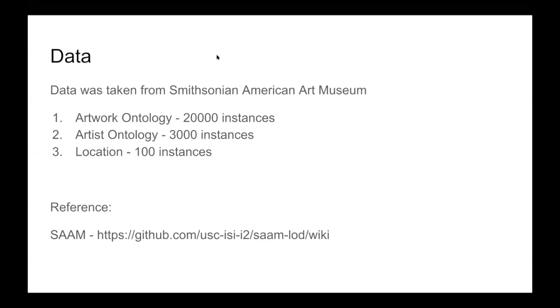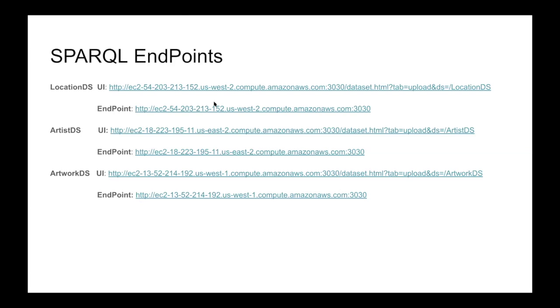Based on the data, we created 20,000 instances of artwork, 3,000 instances of artists, and 100 instances of location. We had three SPARQL endpoints, like three Fuseki servers instantiated in three different locations. You can see they all have different endpoints. One is in West 2, another is in East 2, another is in West 1.